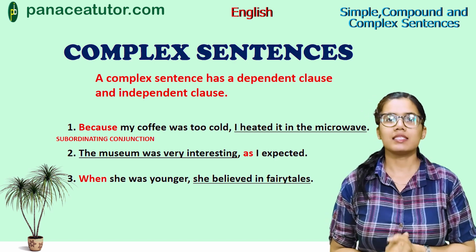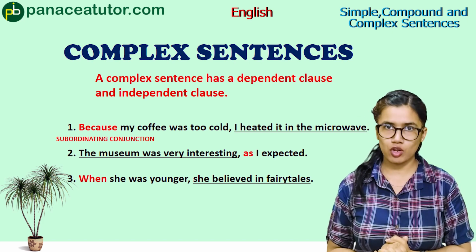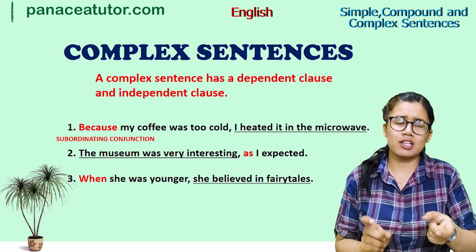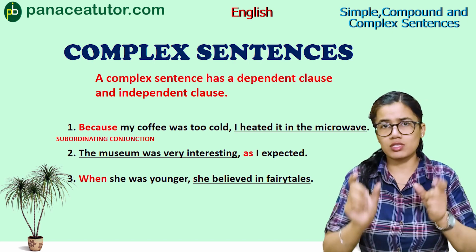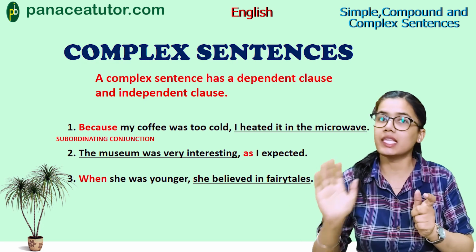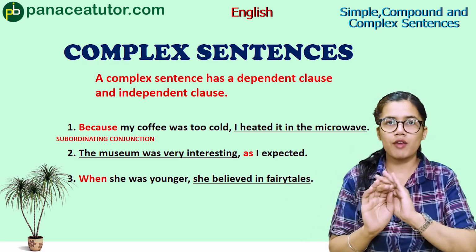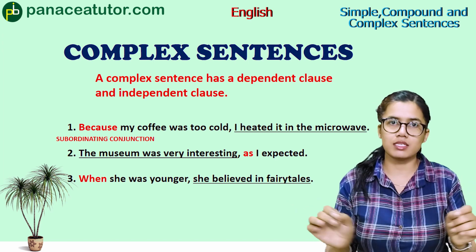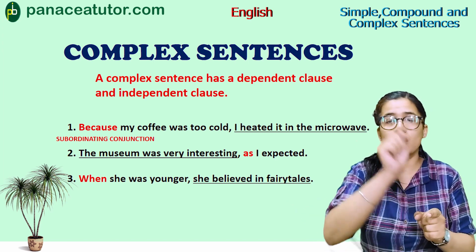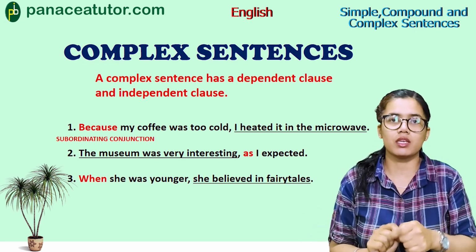A complex sentence has a dependent clause and an independent clause in it. We will learn what a dependent clause is and what an independent clause is. Independent clause means that particular clause can work independently anywhere. We can use that clause separately after removing it from this complex sentence also. But a dependent clause cannot come without an independent clause, as it is dependent on an independent clause.